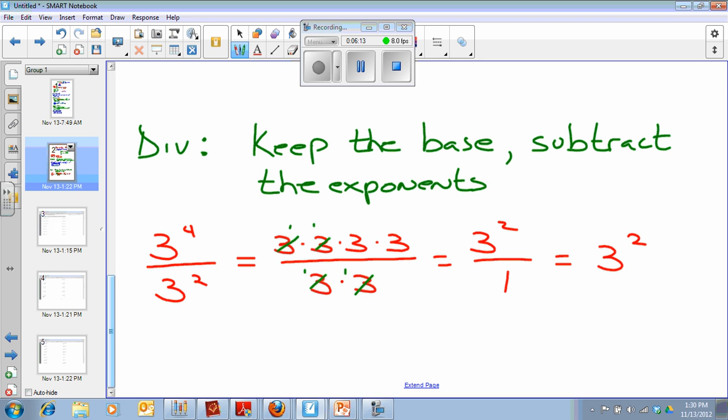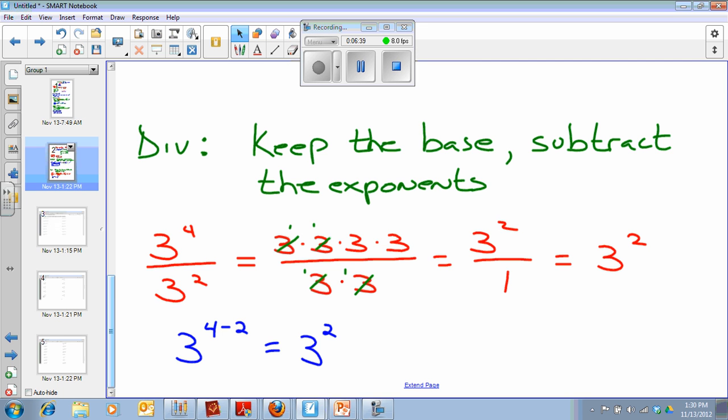Well, if we apply the rule, why don't we just do this? Why don't we keep the base 3, and let's subtract the exponents. And remember, it's got to be the numerator, subtract the denominator. So what is 3 to the 4 minus 2 power? It would be 3 to the 2nd power, or 3 squared. So I want the students to use that rule, okay?